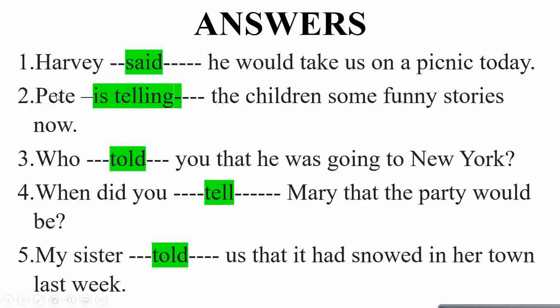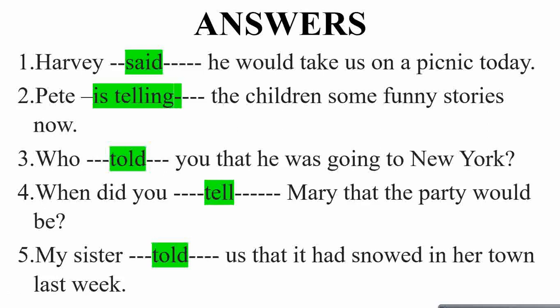Second question, Pete is telling the children some funny stories now. So again, a story is always accompanied by the word tell. This is again the present tense about now, so it is going to be is telling. We have to be watchful about the tense as well. Question 3, who told you that he was going to New York? Since we have an indirect object here, the word told should come, in order to make agreement with the tense which is past.